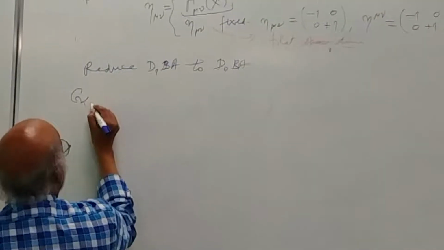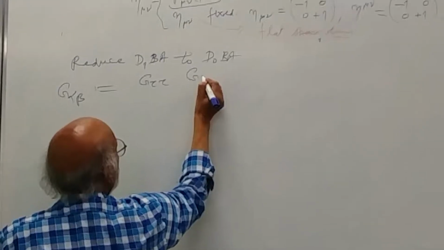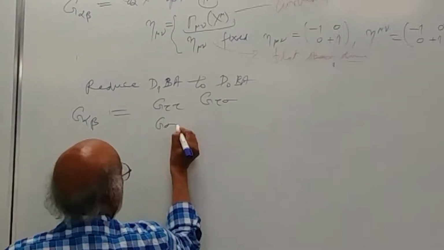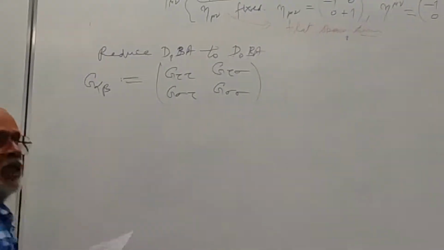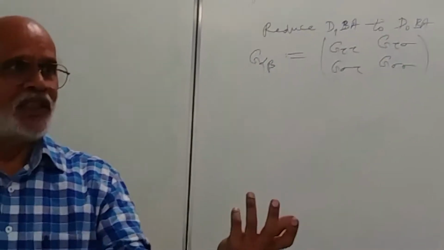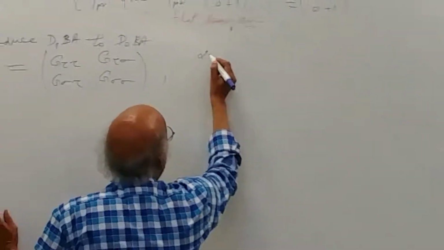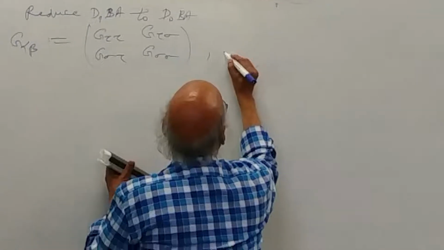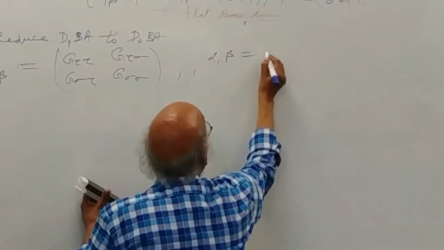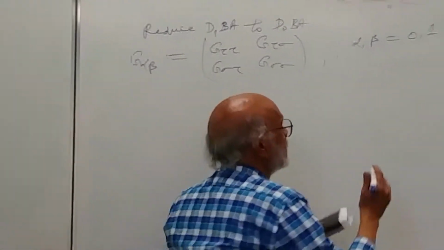So my G alpha beta is G tau tau, G tau sigma, G sigma tau, G sigma sigma. Okay. We are in a two-dimensional worldsheet space. In two-dimensional worldsheet space, my alpha and beta take values 0 and 1, okay, for two-dimensional space.